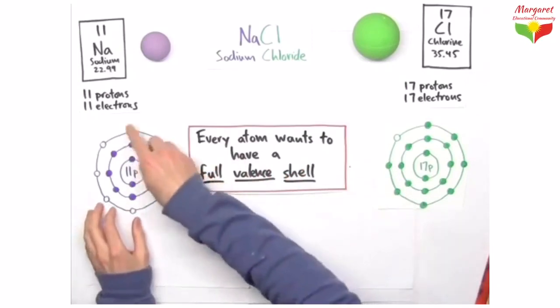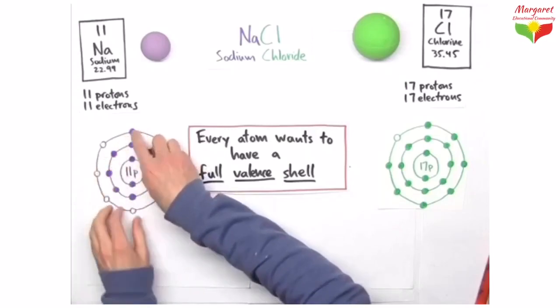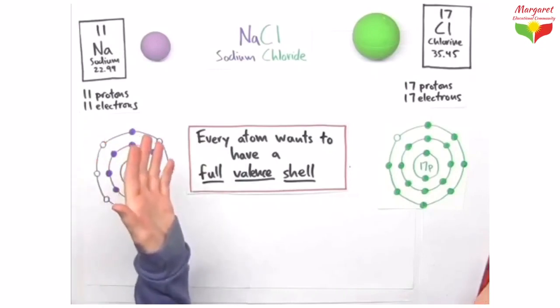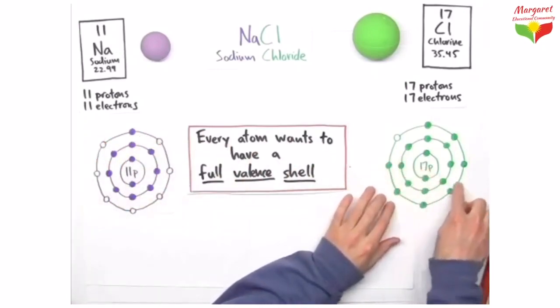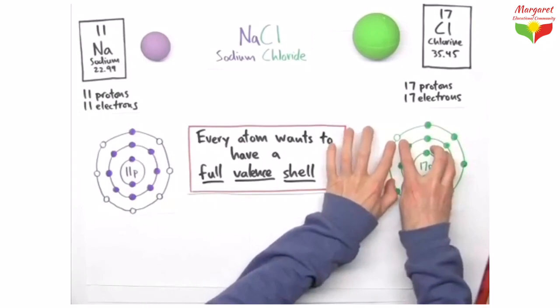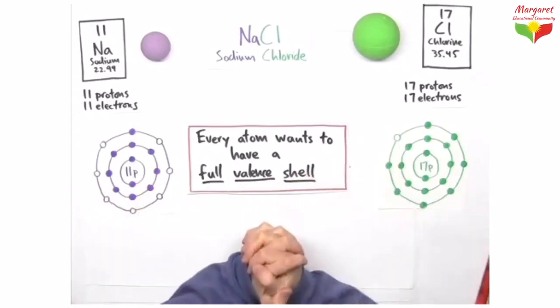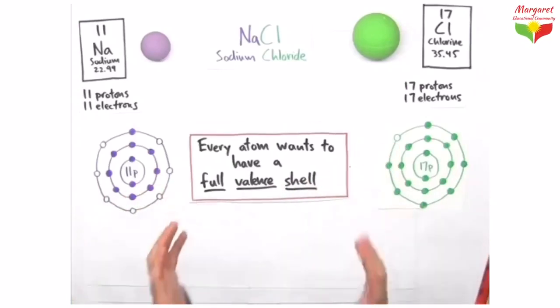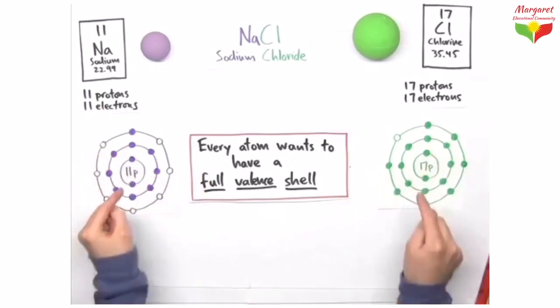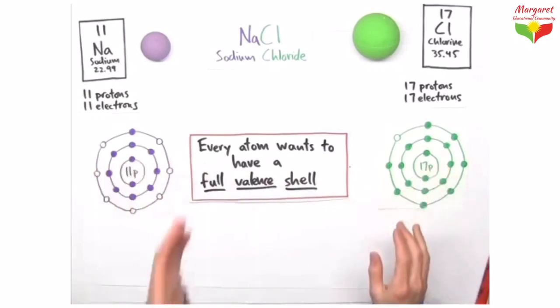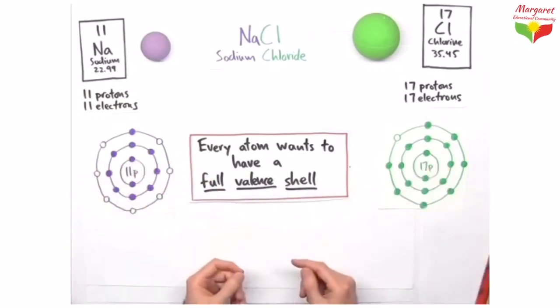Sodium is really unhappy because it only has one electron and it has 7 empty spots. Chlorine, on the other hand, is also upset because it's got an almost full valence shell, but it's got one empty spot. It's so close, but it's still super unhappy because the valence shell isn't full. So sodium and chlorine are both unhappy. They both want to fix their situation, and that's how they are going to end up with an ionic bond.